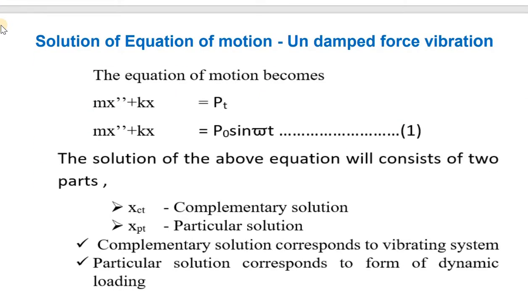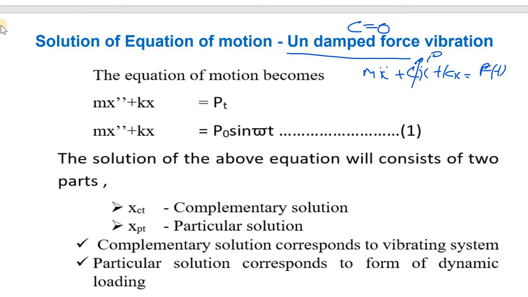So now we are studying harmonic loading. In that, let us look into two conditions. One is undamped, which means c is equal to 0. So the equation, we all know, is m x double dot plus c x dot plus k x is equal to f of t or p of t. Now here c is equal to 0. Therefore the equation will be m x double dot plus k x is equal to p of t, and here p is p0 sin omega t.